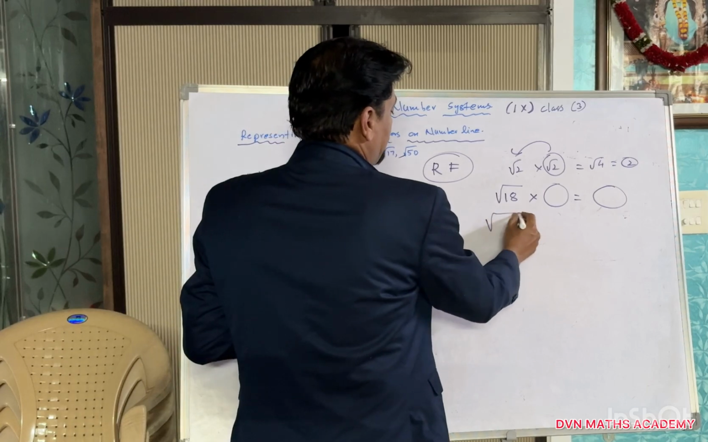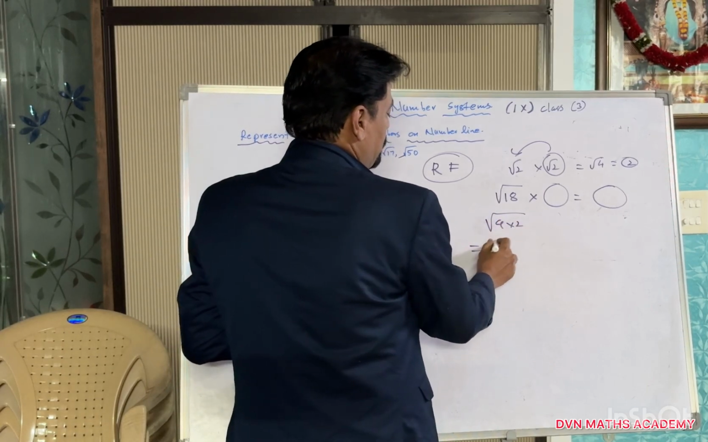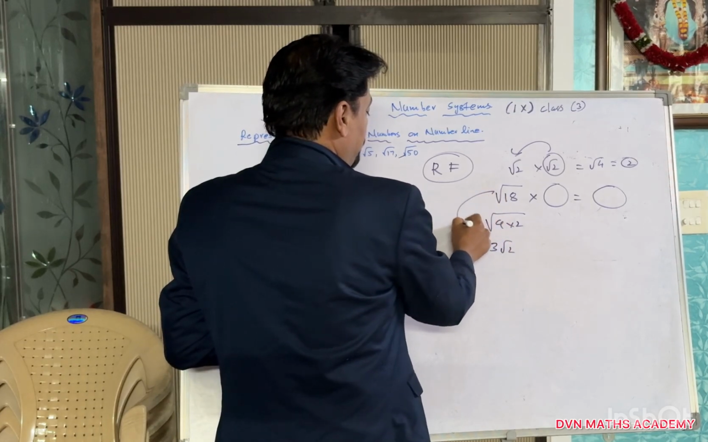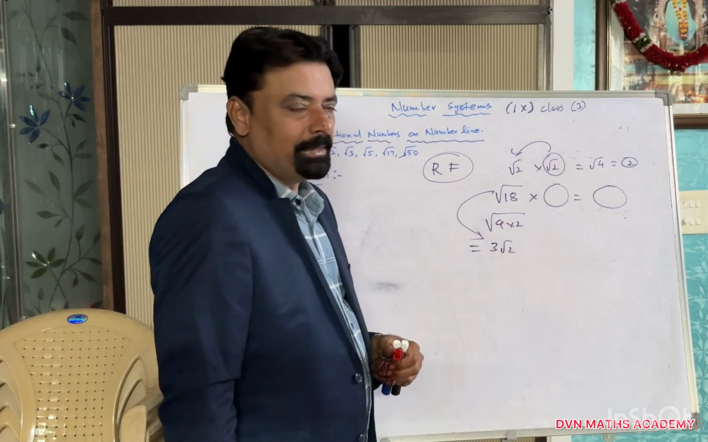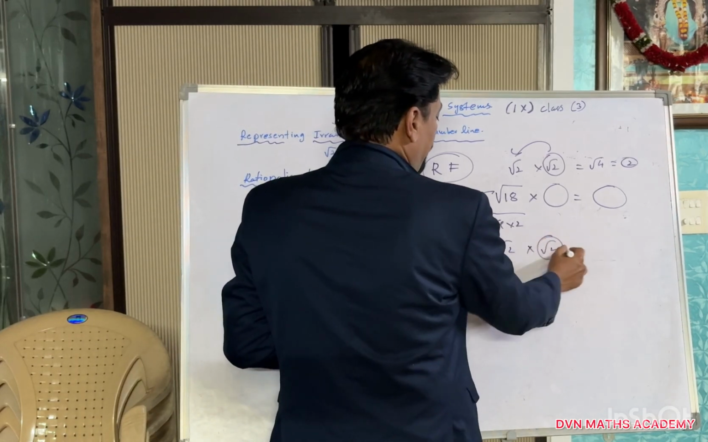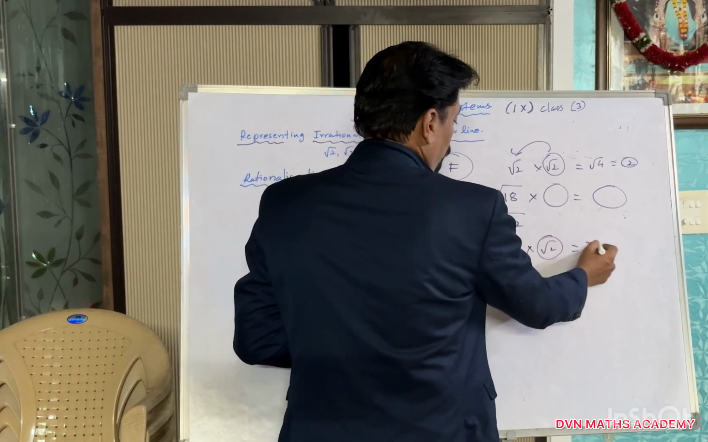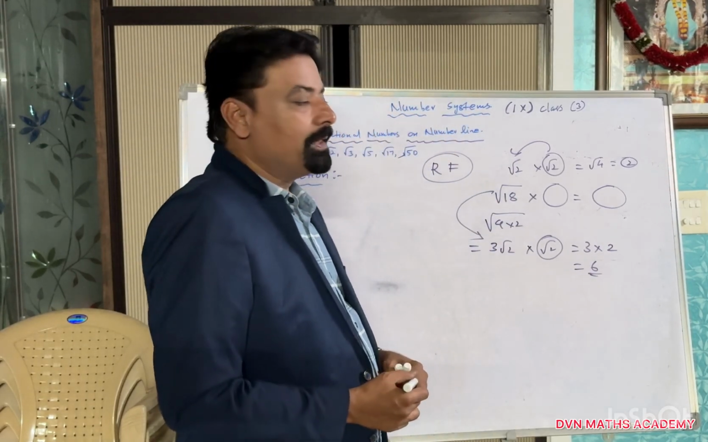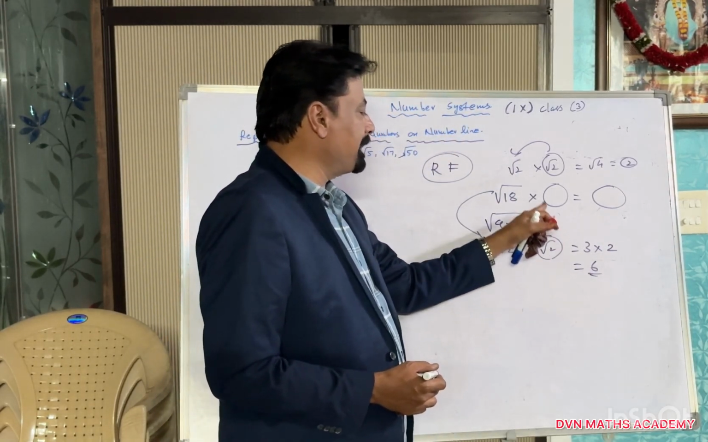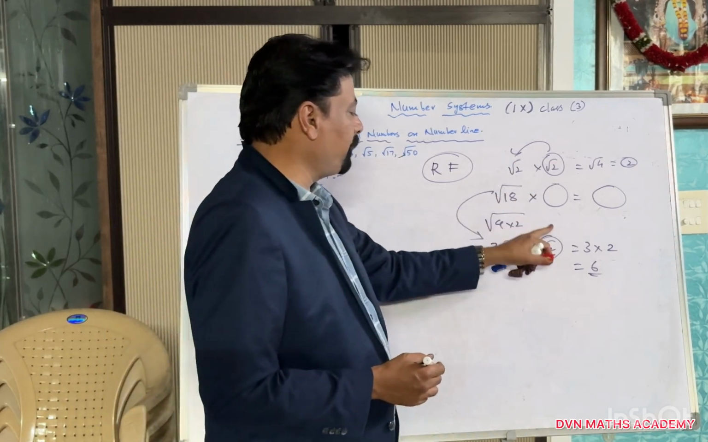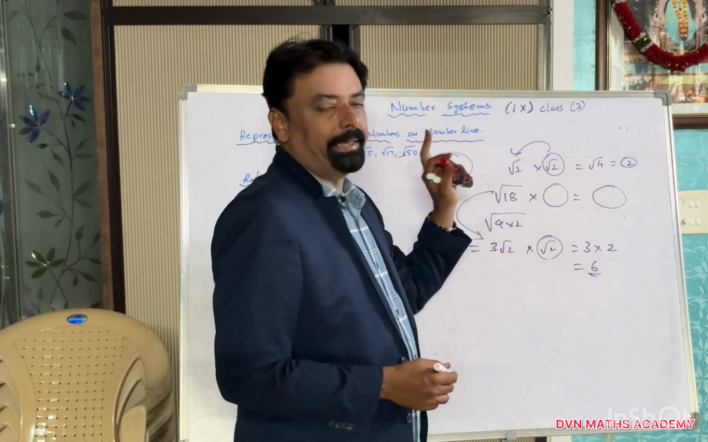This I can write as 9 into 2. So this root 9, if we take it outside, it becomes 3 root 2. Actually, both are the same. So if you multiply it with root 2, what happened? 3 into root 4, again 2 becomes 6. So it is rationalized. So root 2 is the rationalizing factor of root 18.